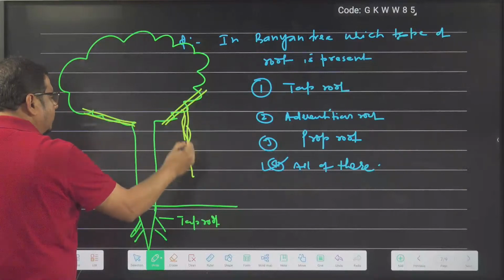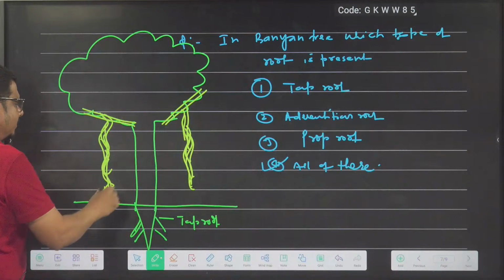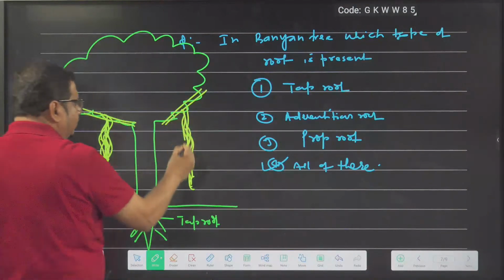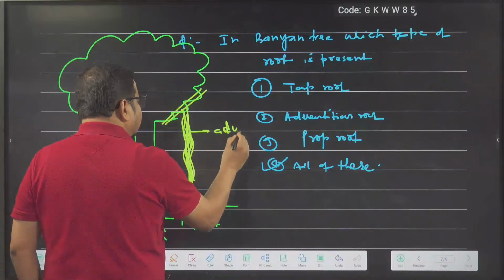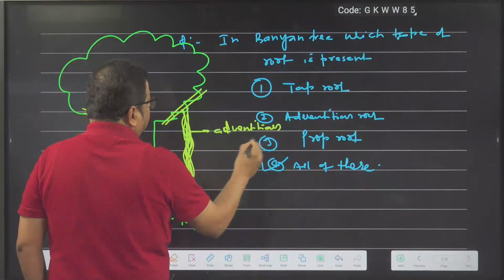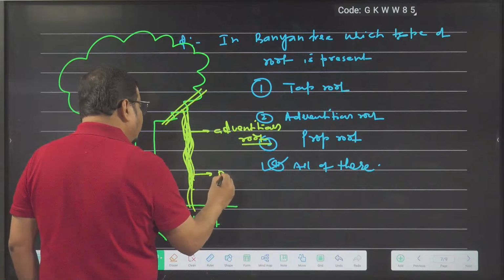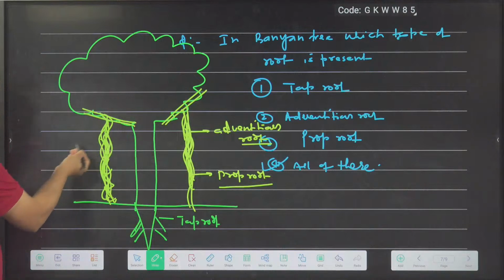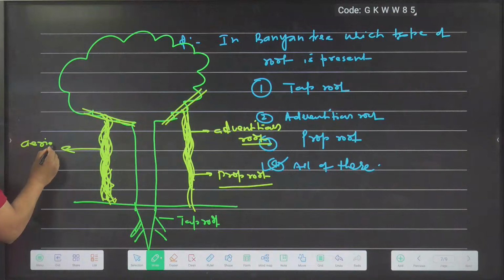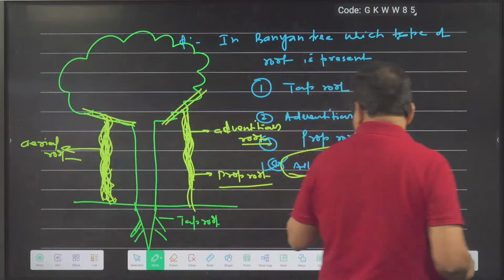Roots also arise from the branches. So when root is arising from branches, it is not arising from the radicle. Can I say this is an adventitious root? This is an adventitious root. Are you getting the idea? And the name of this adventitious root is prop root. It is hanging, some part of it is in the air, hence it is which root? Aerial root. And that is the reason we are giving the answer here: all of these.